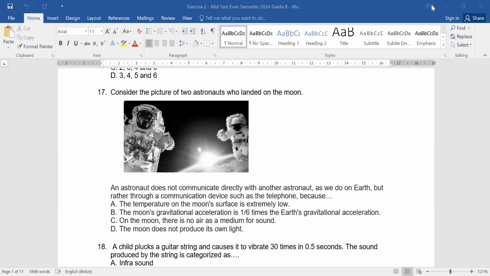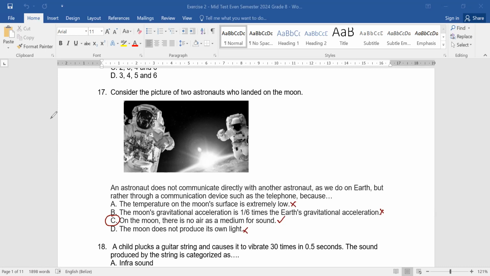Okay, there is a picture of an astronaut there. The astronaut does not communicate directly with another astronaut as we do on Earth, but rather through a communication device such as a telephone, because the temperature is extremely low? No. The moon's gravity? Not really. It will not affect the sound. On the moon, there is no air as the medium of sound. Yes, because there's no medium of sound. It's a vacuum, so we need a device to communicate. Doesn't produce light? Yes, it's true, but it doesn't have a relation with the sound. So the answer is C, because there is no medium for sound to travel.